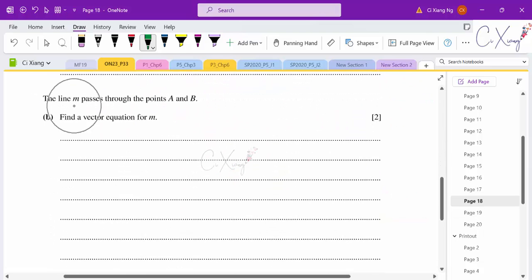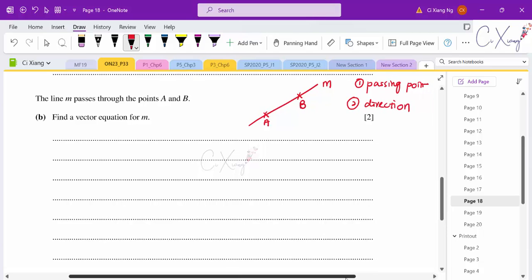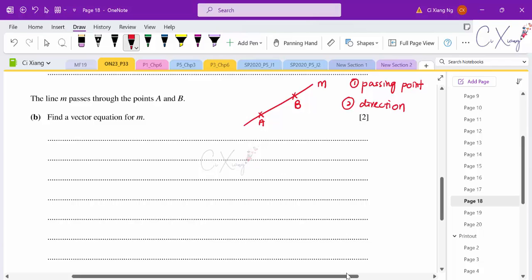For part number B, they are saying that the line M passes through the points A and B. So they want us to find a vector equation for M. Okay, so to form the vector equation, I need 2 things. The first one is the passing point. And the second one will be the direction of the line, or we call it the gradient of the line, but in vectors we call it the direction of the line. So I need 2 things, passing point and also direction. M passes through points A and B, therefore the passing point is more than enough. We just need 1, but they already tell us that we have 2 here.